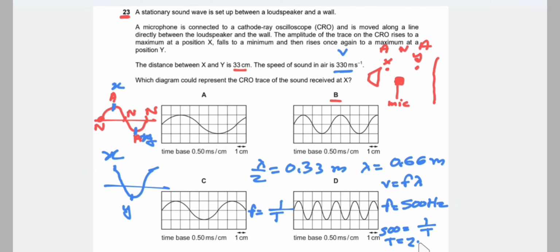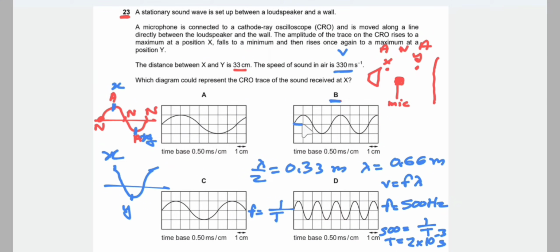So 2 into 10 to the power minus 3, that is seconds. So 2 into 10 to the power minus 3 second. What would be the answer? The answer would be B, that the time base, that is the time for one box, is 0.5.